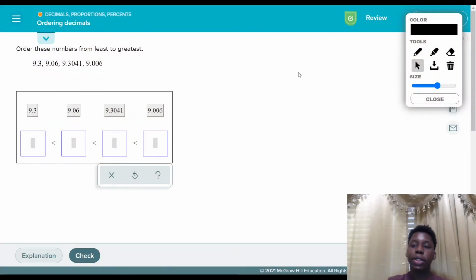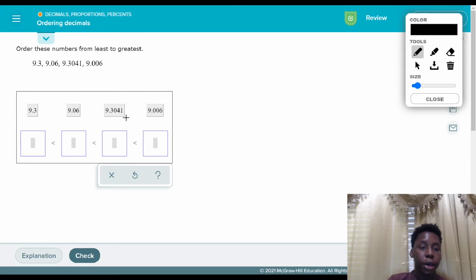So this question basically relates to comparing the numbers given to us. In this case, we're going to be ordering these numbers from least to greatest. So we're going to be putting them in order from the least number among these four numbers given to us to the greatest number.